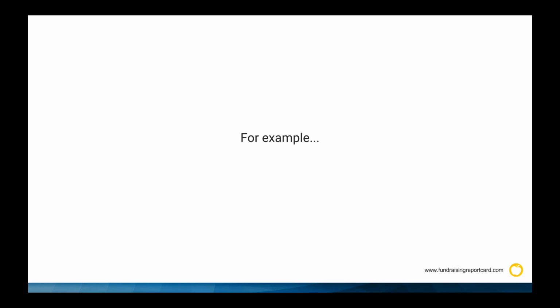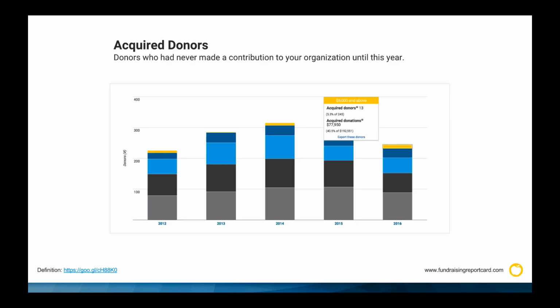So let's hop into an example here. The first one's going to be acquired donors. We all know what acquired donors are, but I have a short little definition there, right? Donors who had never made a contribution to your organization until this year. We're going to stick with kind of the annual perspective here, okay? You could, of course, break this down quarterly or monthly, right? You could say donors who had never made a contribution prior to this month.